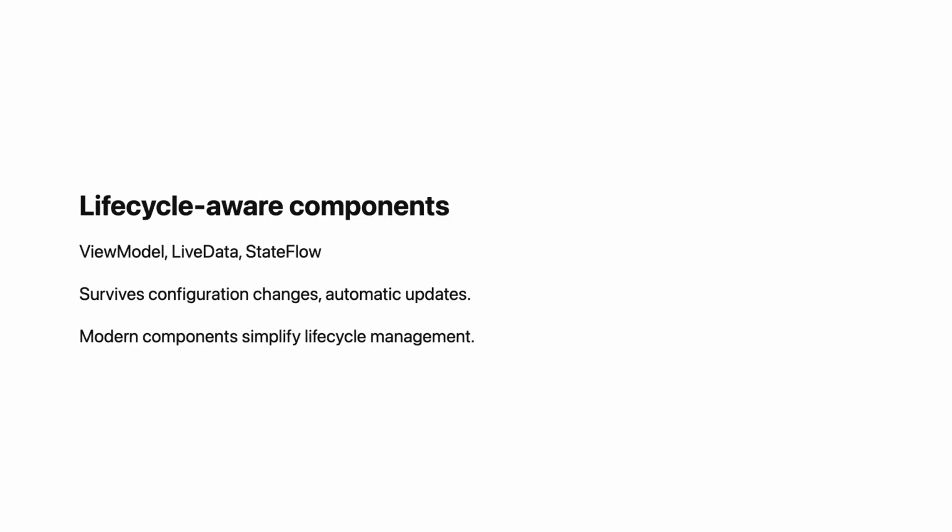Modern Android provides lifecycle-aware components. LifecycleOwner and LifecycleObserver let components respond to lifecycle events automatically. ViewModels survive configuration changes. They hold UI state across rotations. LiveData and StateFlow are lifecycle aware. They only update active observers. These tools reduce manual lifecycle management, less boilerplate callbacks, fewer bugs. We will explore these in later videos.